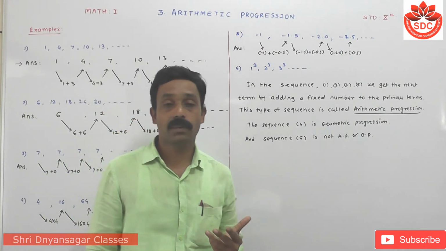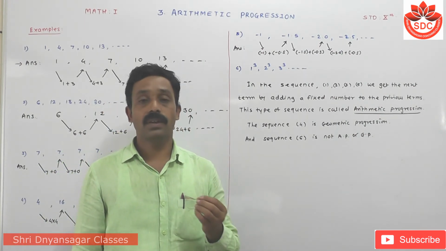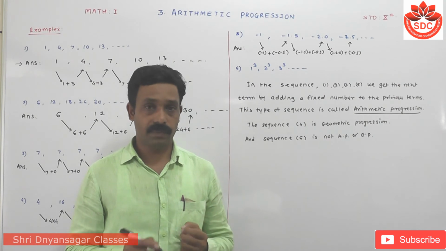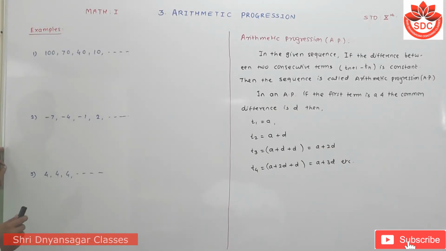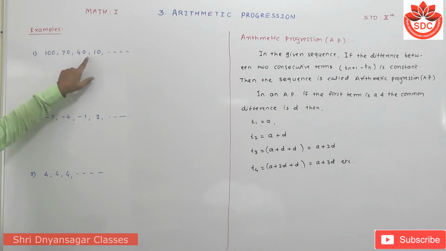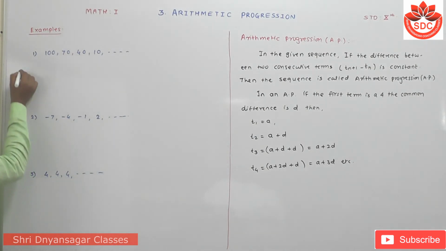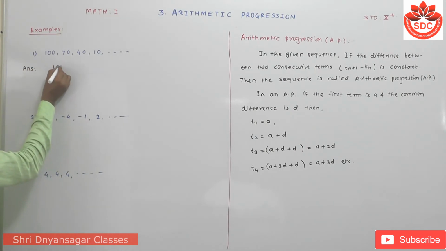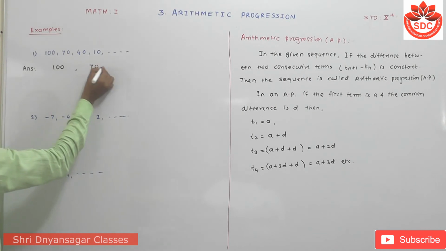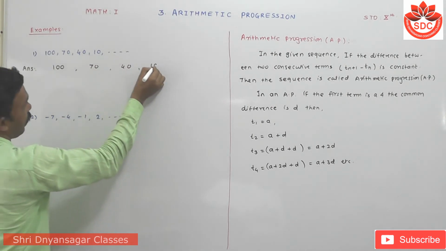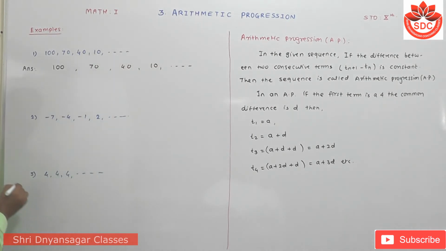Then we discuss the definition of arithmetic progression. Let's see the next examples again. Here the first one is 100, 70, 40, 10, etc. We also have to find the next numbers. Suppose that 100, here is 70, 40, 10. We have to find the next number here.